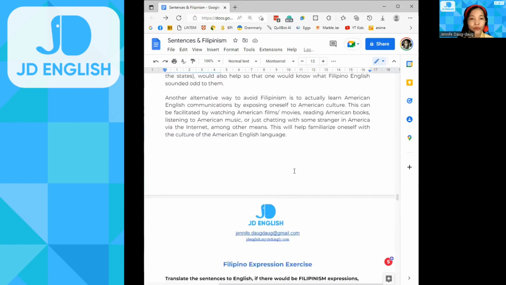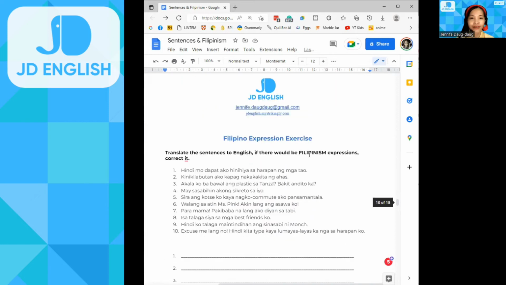Another alternative way to avoid Filipinism is to actually learn American English communications by exposing oneself to American culture. So this can be facilitated by watching American films, or movies, reading American books, listening to American music, or just chatting with some stranger in America via the internet, and among other means. This will help familiarize oneself with the culture of the American English language.